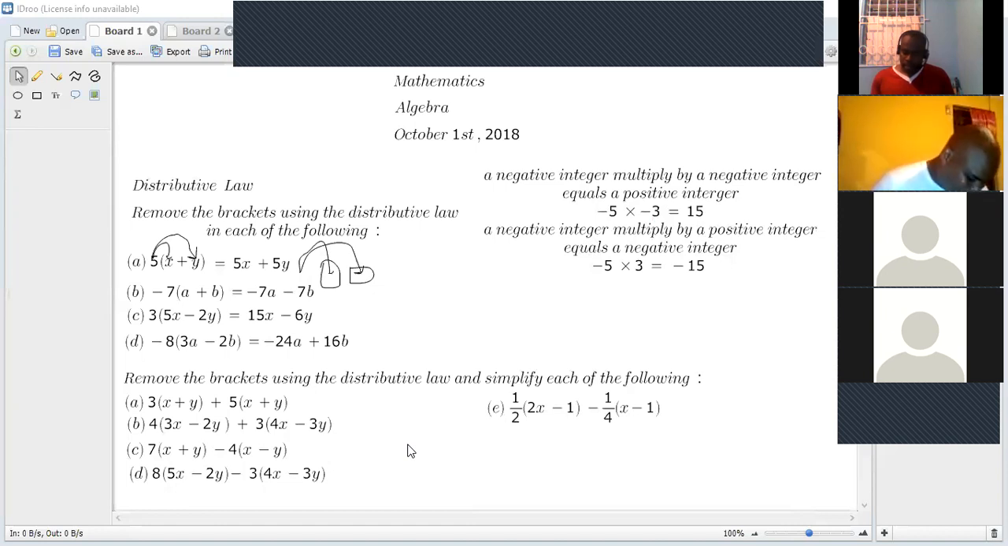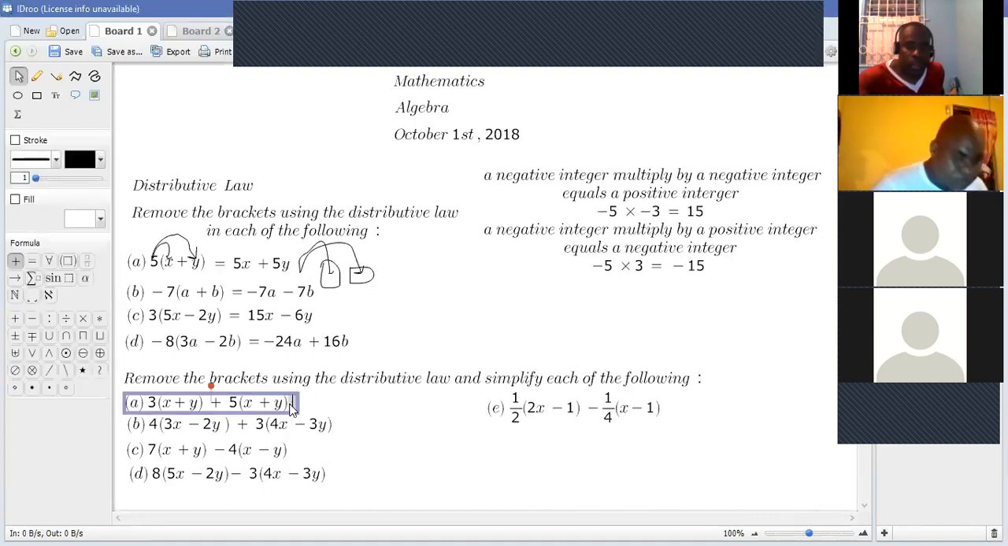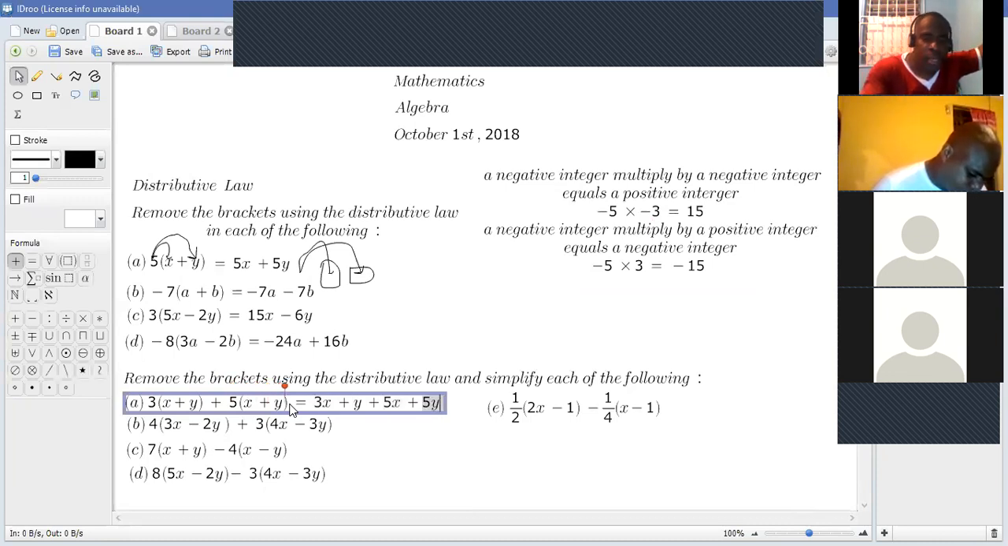Yes, sir. Yes, Daniel. Finish number 1. Okay, go ahead and give me the answer for number 1. All right, sir. It's 3x plus y, plus 5x plus 5y. And what else? Equal 8x plus 6y. Very good. 8x plus 6y. Well done.